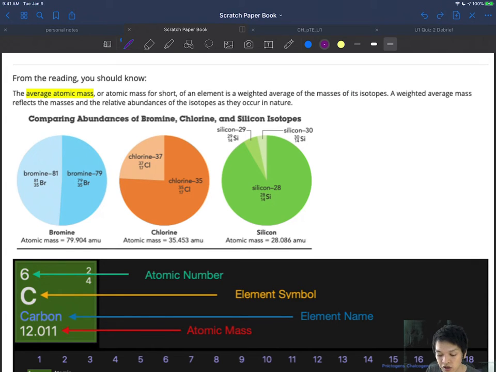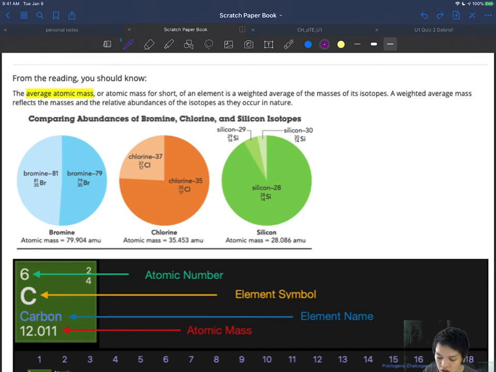Now remember that isotopes are different versions of an atom of a certain element, and an isotope means that it's an atom of that element, but it's slightly different in its mass. Okay, it's because of the neutrons. Now, a weighted average mass reflects the masses and the relative abundances of the isotopes as they occur in nature.